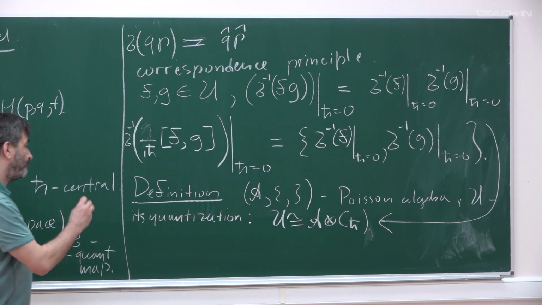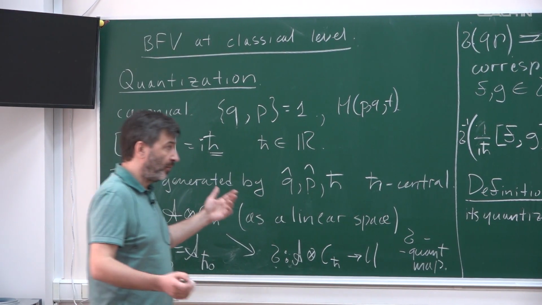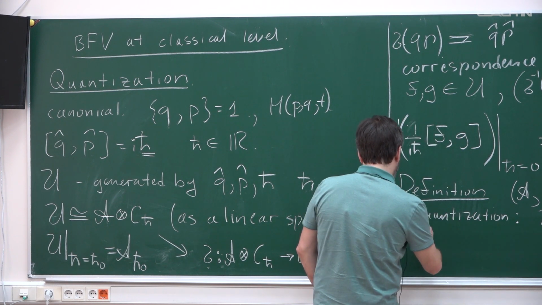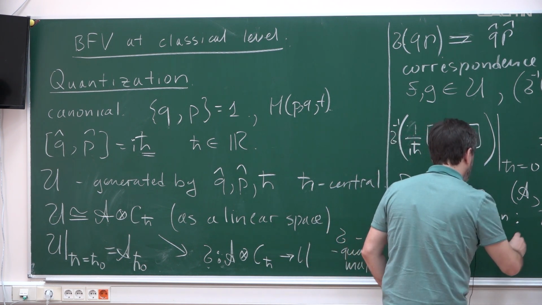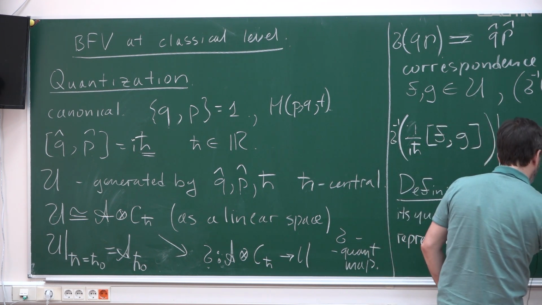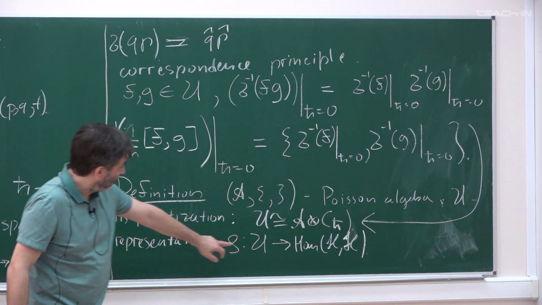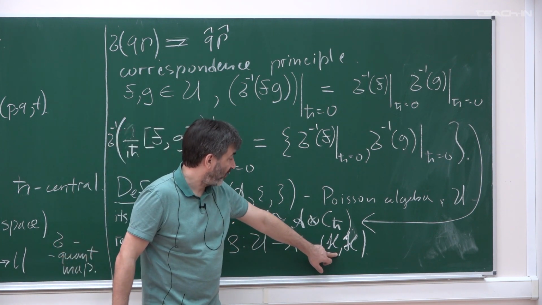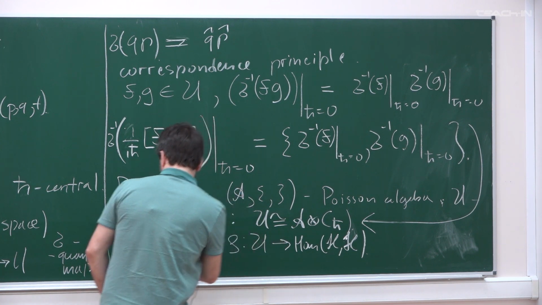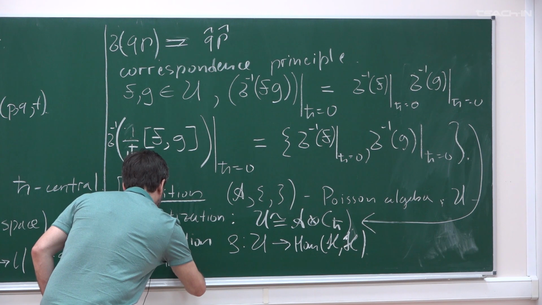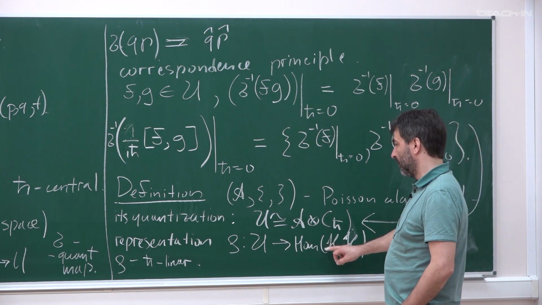Okay, in addition, if we want our quantum algebra of quantum operators to be represented in a Hilbert space, then we ask that there is a representation rho from U to Hom(H, H), right? So there is a map from our algebra to operators on our Hilbert space, and we want rho to be H-bar linear. I think I should somewhere keep H bar here.